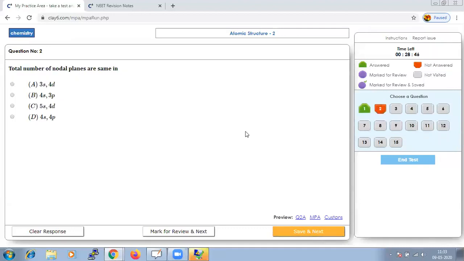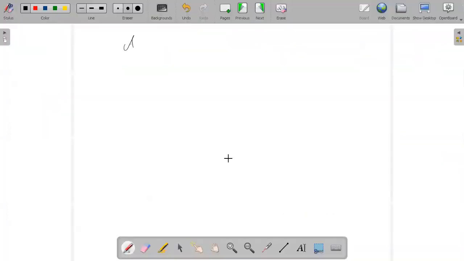And the next question says the number of nodal planes are the same. What do we need, or how do we relate our nodal planes? The formula for nodal planes says that the total number of nodes you could calculate in an orbital is n minus 1. So the total number of nodal planes will be the same.